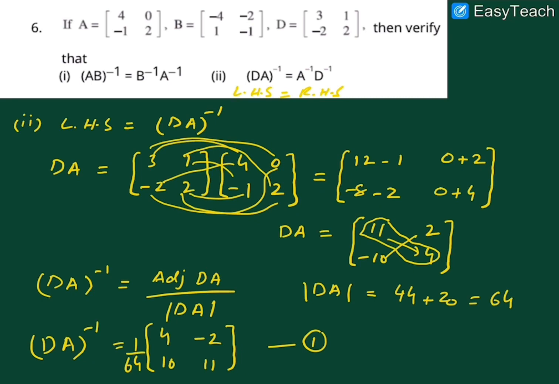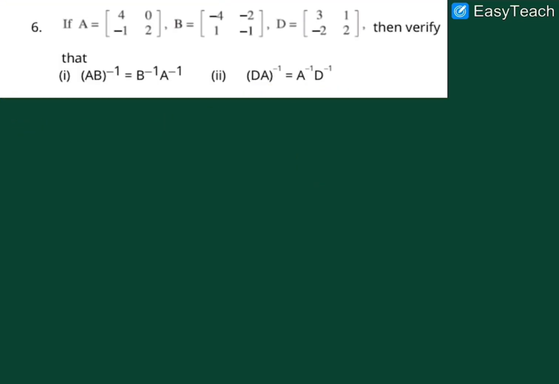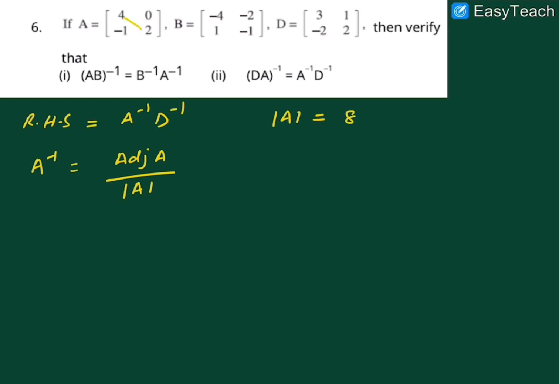Now you need to find A inverse and D inverse. So what will be A inverse into D inverse? Let's copy this one on the next page. So on the right hand side you can take A inverse into D inverse. To find A inverse, A inverse equals adjoint of A over A determinant. Here we can find the A determinant as 4 times 2, 8, minus 0, which will become 8.